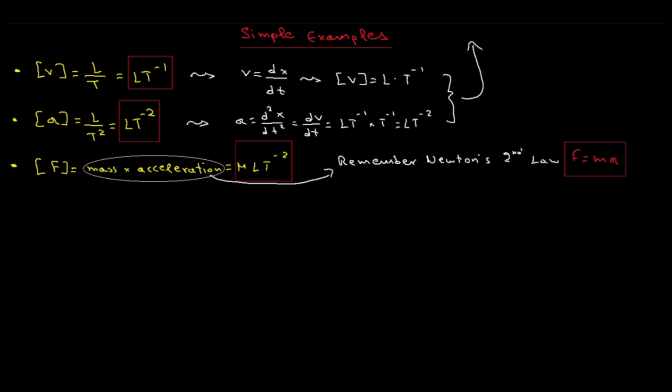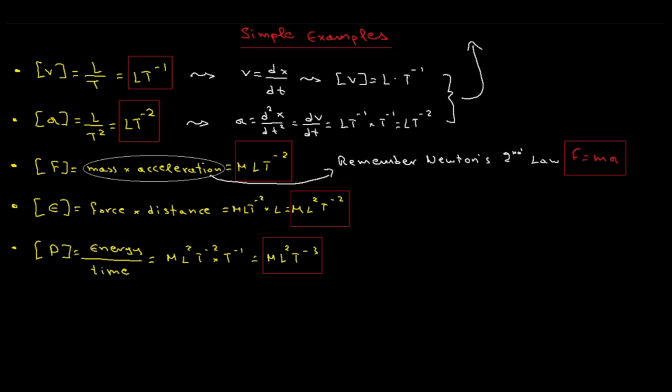Similarly, if we want to find the dimensions of energy, all we need to do is think of energy as force applied over a distance. So from the previous example, it directly follows that energy will have dimensions of mass times length squared times time to the power of minus 2.